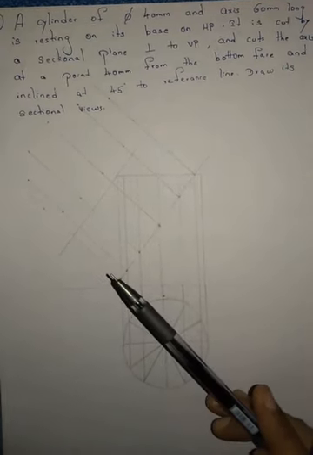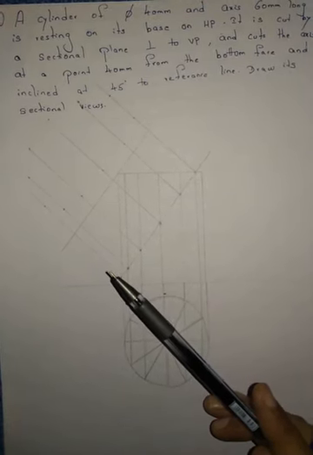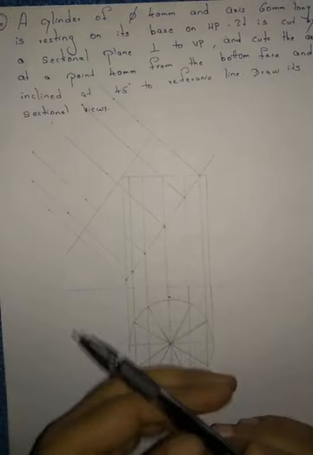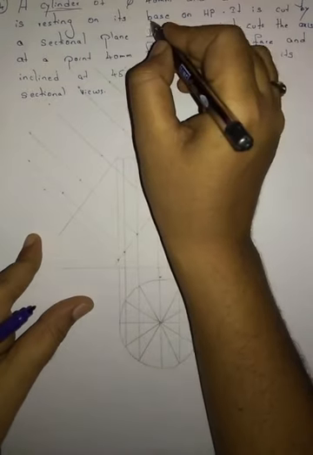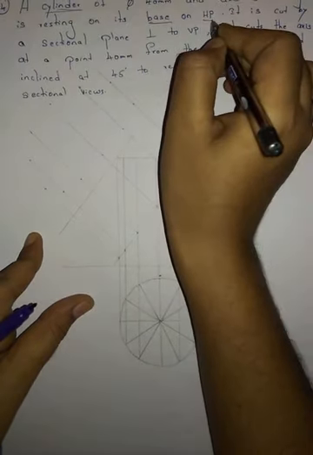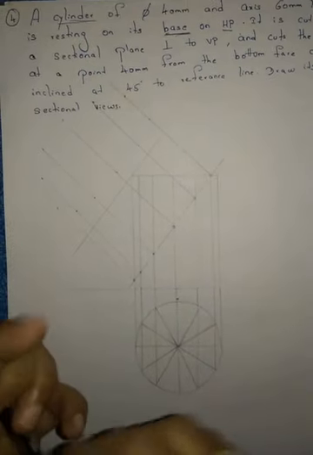After reading question, right? So divide that question into 2 parts. What is the first part? What we are going to draw? Cylinder. We are going to draw cylinder, right? Where we have to draw? HP. What is the condition? Base. Cylinder base on HP, right?